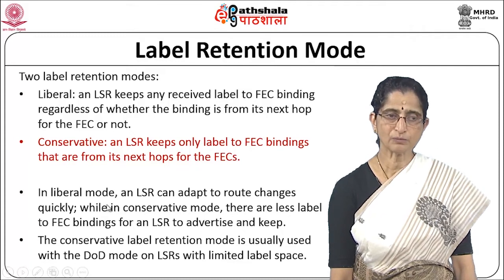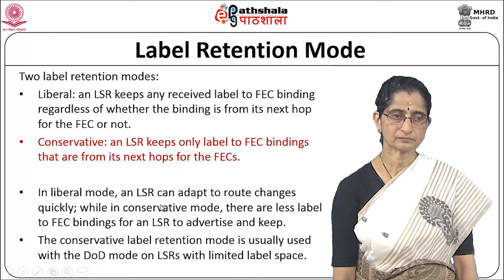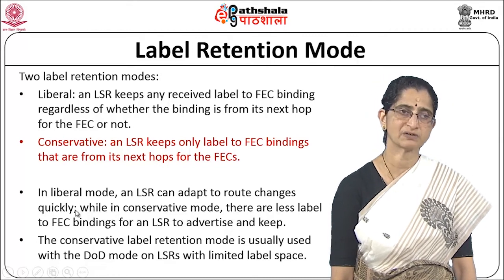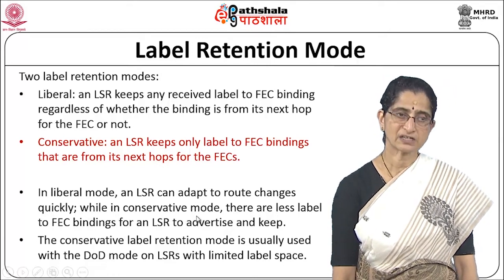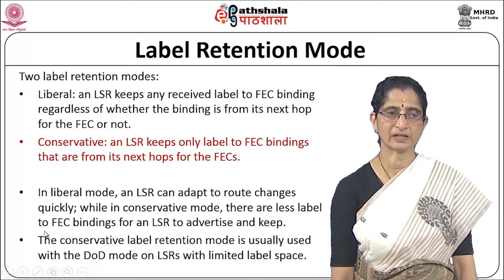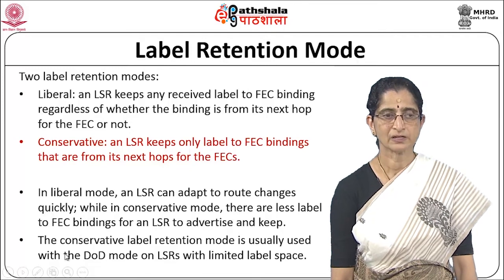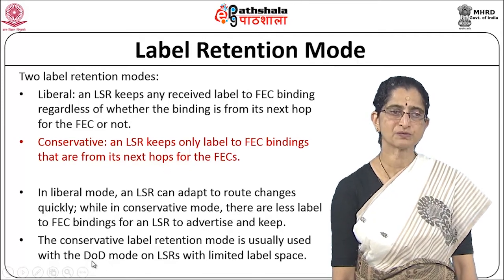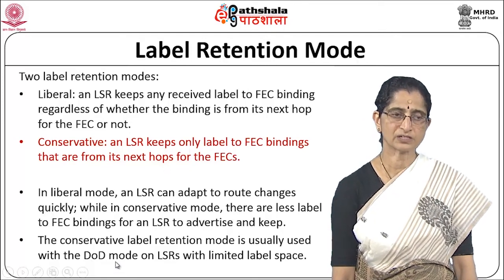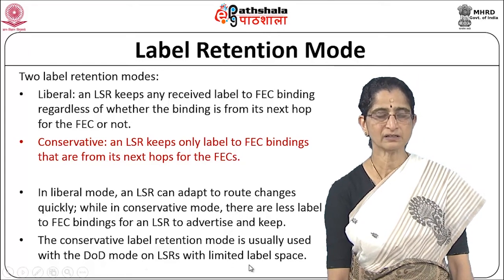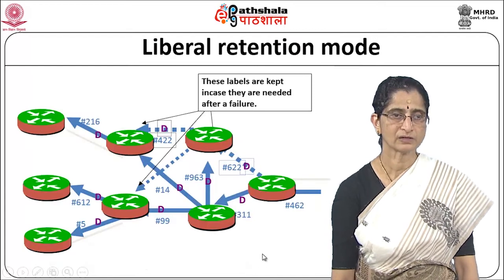In the liberal mode, the advantage is that the LSR can adapt to route changes quickly because it is receiving labels from various places. But in the conservative mode, there are fewer label to FEC bindings for an LSR to advertise and keep. That will be its advantage. The conservative mode is normally used with the DoD mode, that is the downstream on demand mode, in order to maintain the limited label space.